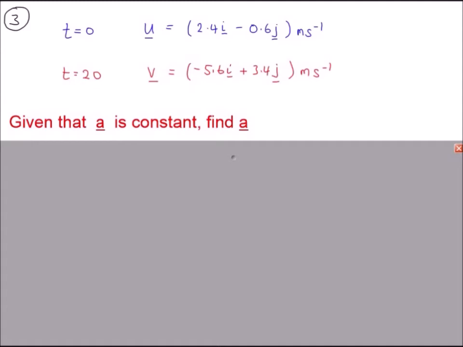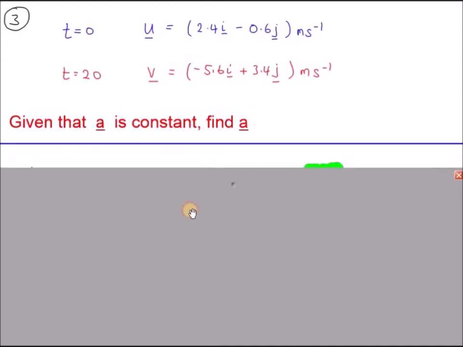Example 3. A particle has an initial velocity given here, so that's for t equals 0, and it has a velocity at t equals 20 seconds given here. Now we're given that the acceleration is constant during this time period, and we have to work out the acceleration vector. So this is a SUVAT problem using vectors.